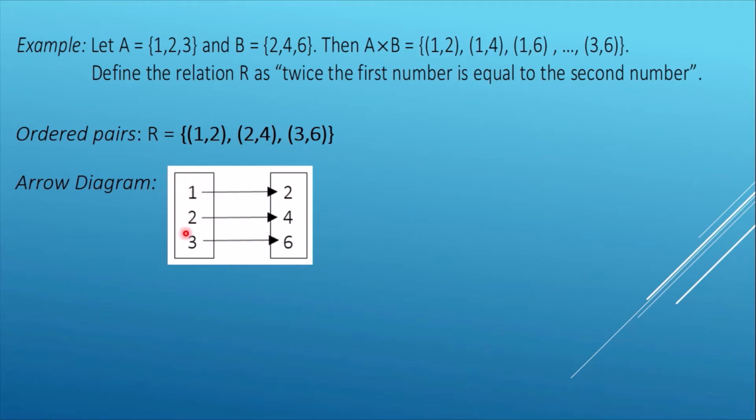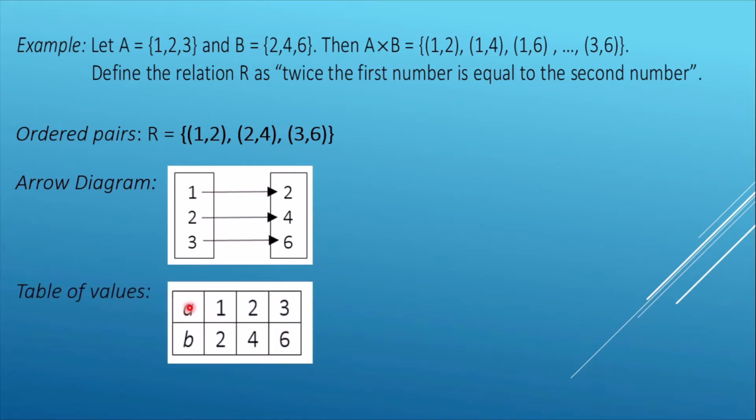So the first diagram would be 1, 2, 3. The second diagram would be 2, 4, 6. Then we have to put arrows to show the relationship. Next, table of values. A for 1, 2, 3, and then table of values for 2, 4, 6. Next, we can also use an equation to represent the relation. B equals 2A. When A is 1, 2 times 1 would be 2. So meaning we can use an equation to represent a relation.